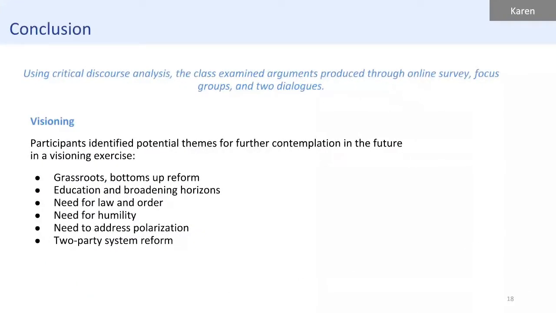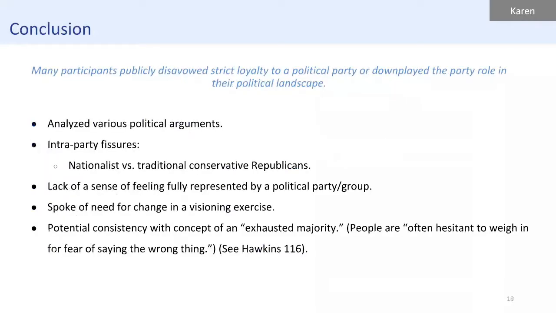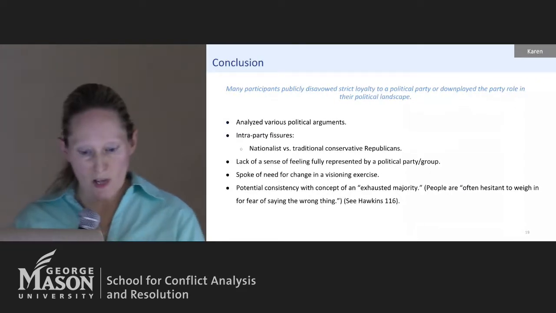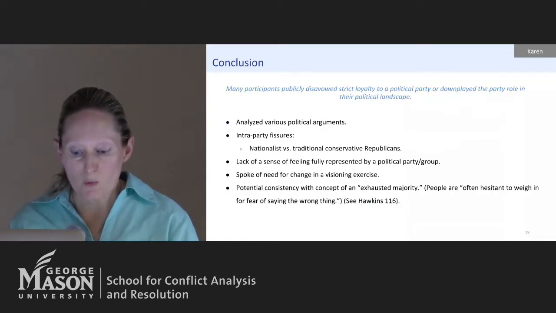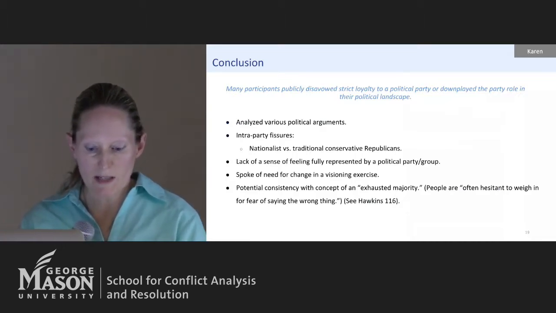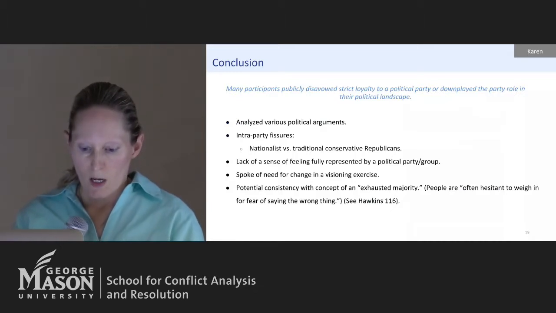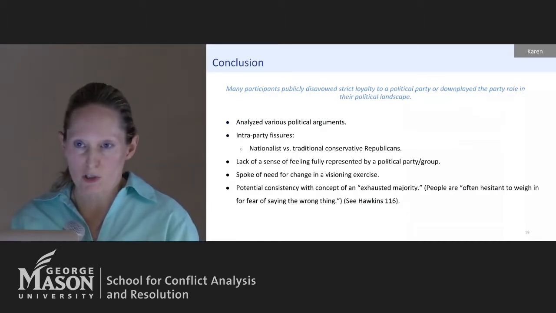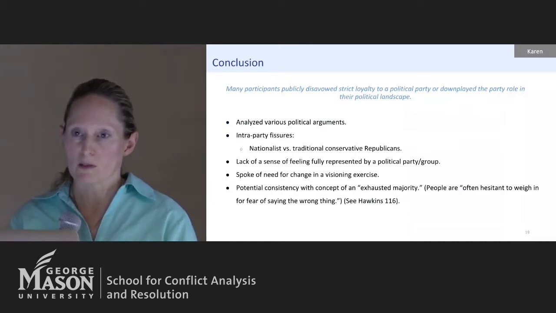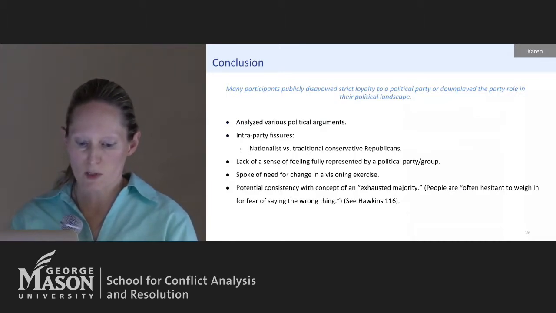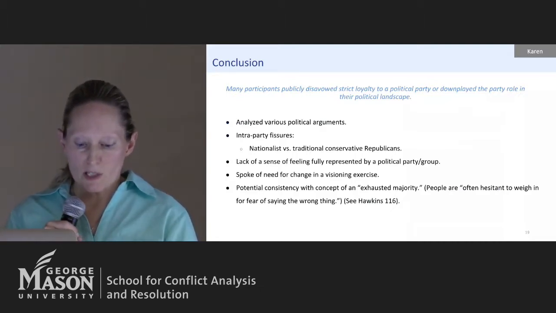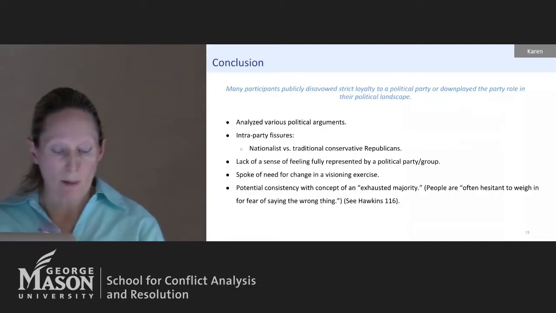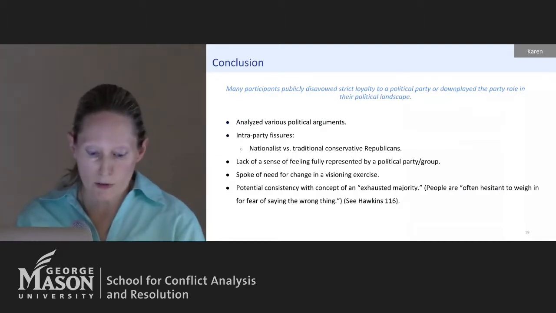So from there, we are now looking toward what we did. Again, we examined arguments produced through our survey, focus groups, and dialogues. In sum, overall, despite our limitations, we were able to analyze various arguments, identifying some intra-party fissures. An example of a fissure: the nationalists versus traditional conservative Republicans, and among Democrats, progressives calling for greater transparency in internal party processes. Some participants felt a lack of a sense of feeling fully represented at all by a political party or group.